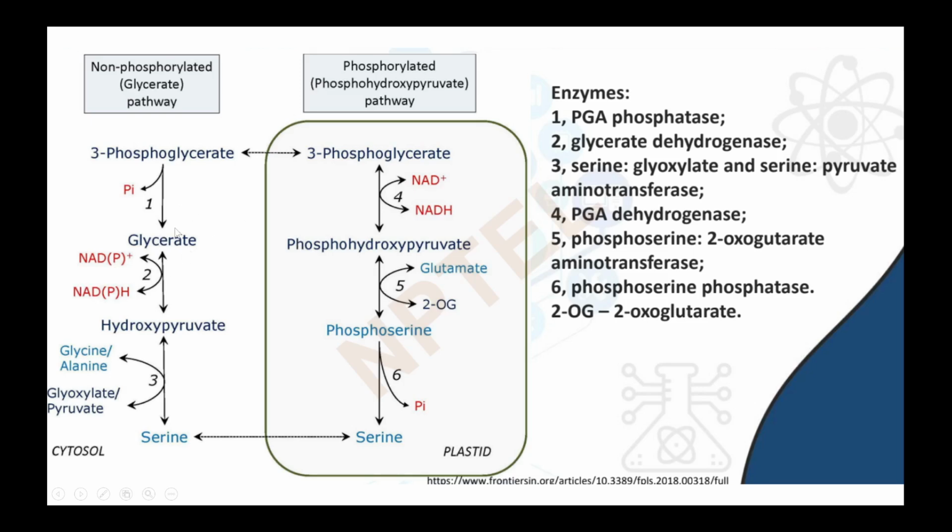So with whatever is the first metabolite that is forming after 3-phosphoglycerate, the pathway is named after that. In this case, 3-phosphoglycerate is getting converted into glycerate by dephosphorylation, so it is called the non-phosphorylated pathway or also glycerate pathway. In this case, we have 3-phosphoglycerate getting converted into phosphohydroxypyruvate, so it is called the phosphorylated pathway and also known as phosphohydroxypyruvate pathway. Okay, so serine can be synthesized from 3-phosphoglycerate by both the pathways at different locations.